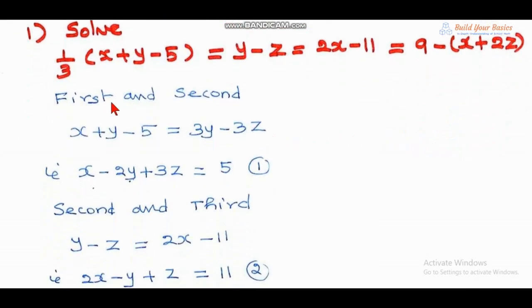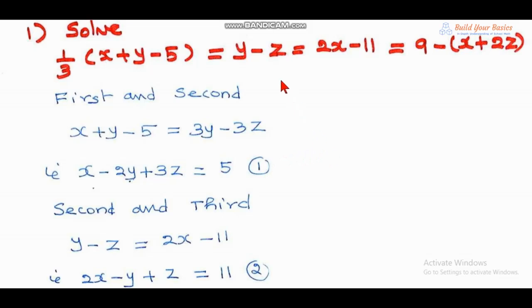Now let us take first and second. Multiply by 3 both sides. So x + y − 5 = 3y − 3z. So we have avoided the fraction 1 by 3. That is x − 2y + 3z = 5. Equation 1.